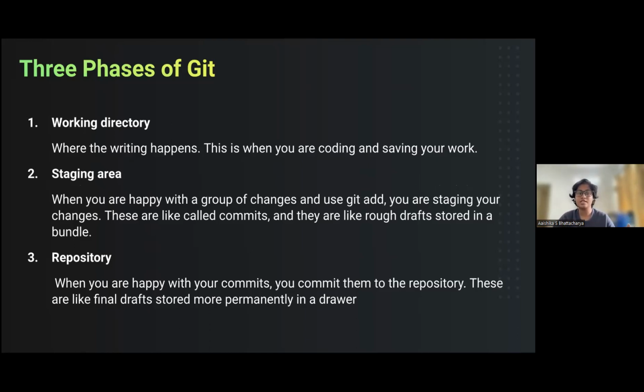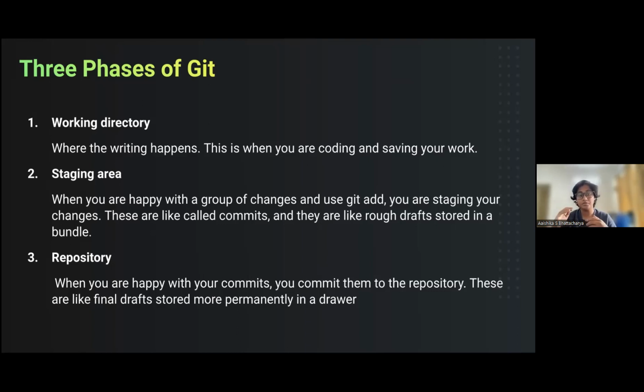So the 3 phases of Git are basically the working directory where all the writing happens. This is when you're coding and saving your work. The second phase of Git is the staging area. So when you're happy with a group of changes and use git add, you are staging your changes. These are called commits, and they are like rough drafts that are stored in a bundle.